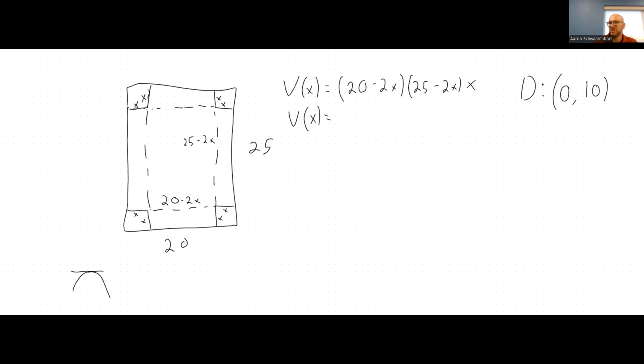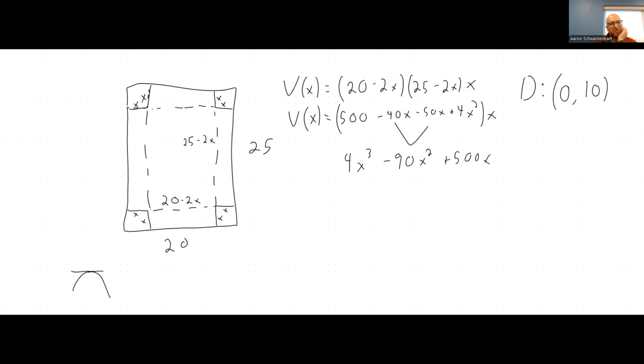Your calculator's right there. Try to do stats without it. It's not easy. 20 times 25 is 500, minus 40x minus 50x plus 4x squared. And now I'll multiply it by x and combine those to be 90. And for the heck of it, I'm going to turn it around because we tend to like this form better.